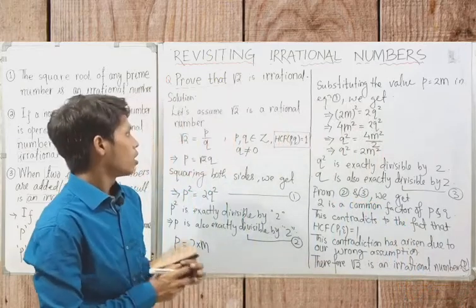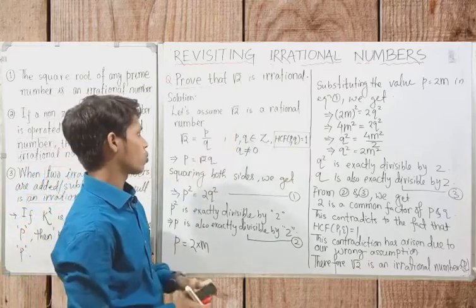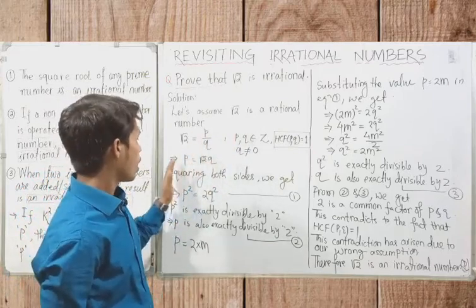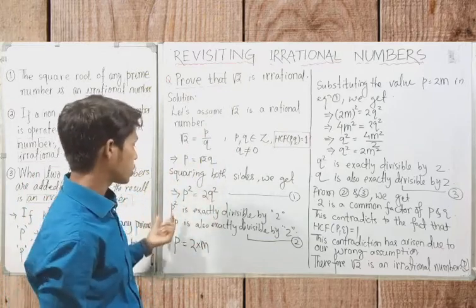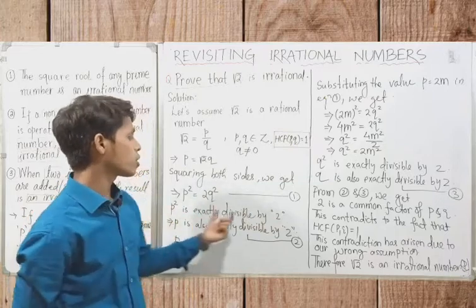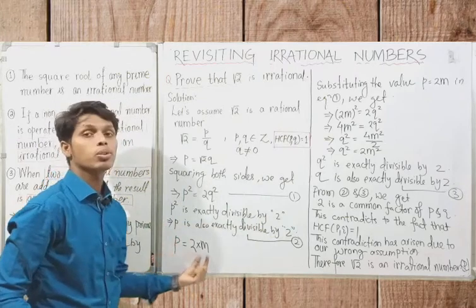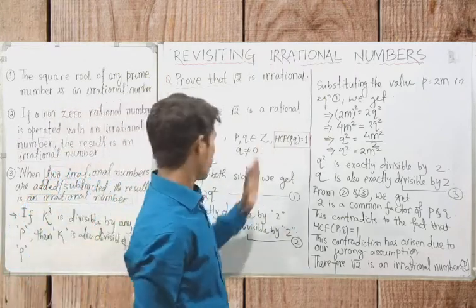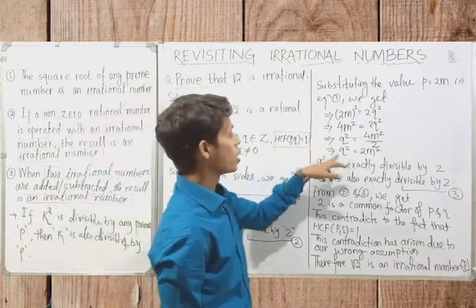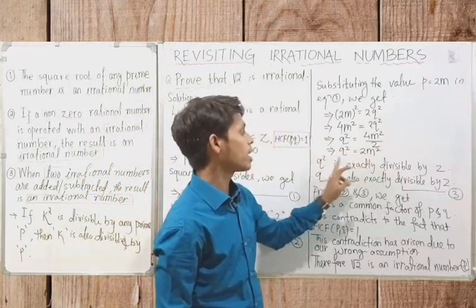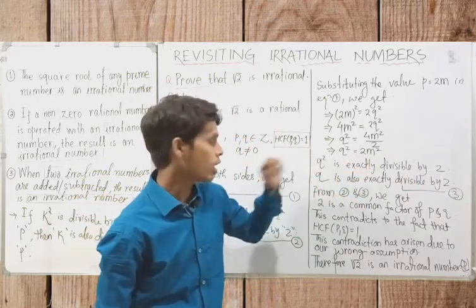Okay, so let me repeat the steps again. At first you have to assume that root 2 is a rational number, then you will get root 2 equal to p by q. Then you solve for p square, and you get p square equal to 2 into q square, or 2 into some integer, that means p square is divisible by 2. If p square is divisible by 2, then p is also exactly divisible by 2, means 2 is a factor of p. So p can be written as 2 into m. Then if you substitute p equal to 2m in the equation p square equal to 2q square, you get q square equal to 2m square. That means q square is exactly divisible by 2. If q square is exactly divisible by 2, then q is also exactly divisible by 2.